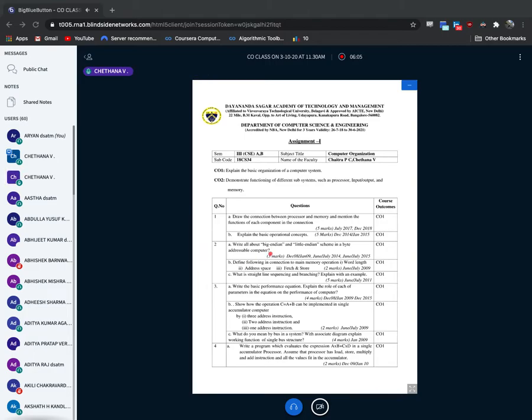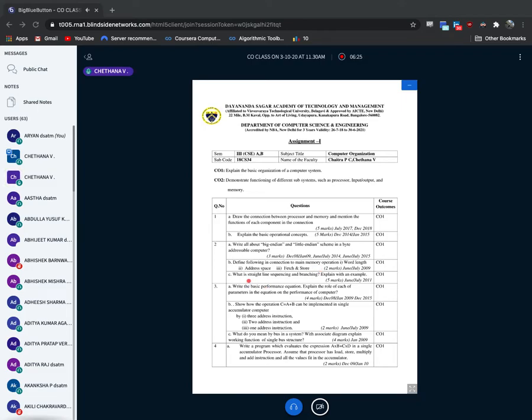Okay, so if you take the second question, big endian and little endian, isn't it? You should take two diagrams and explain each. That's all. Here in the following, it's only around one line. What is address space? One line answer. What is fetch and store? One or two lines answer.